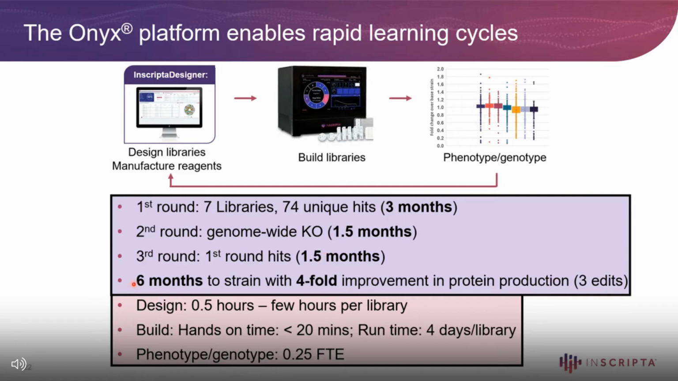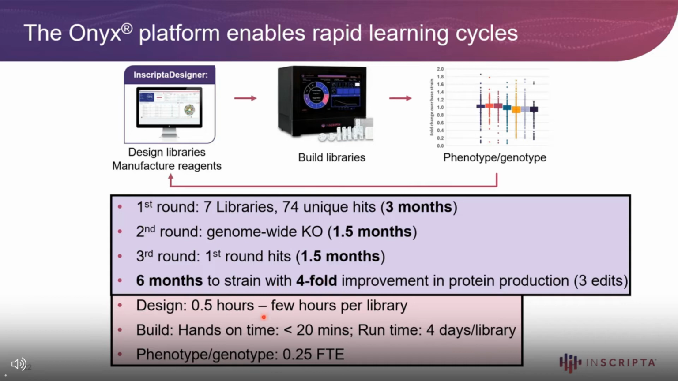So in total, in about 6 months time span, we're able to develop a strain with a 4-fold improvement in protein production by going through these 3 rounds of iterative genome engineering, the final strains having 3 edits contained within that production strain. And of course, you could keep going through this cycle many more times to further improve the CBH1 production.